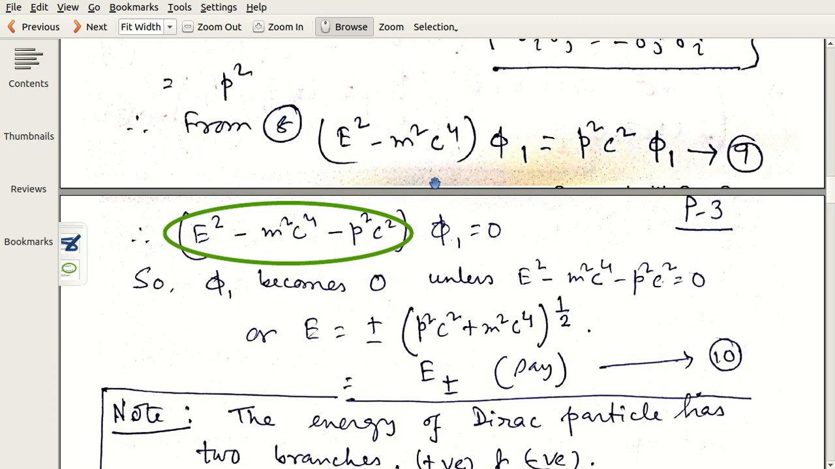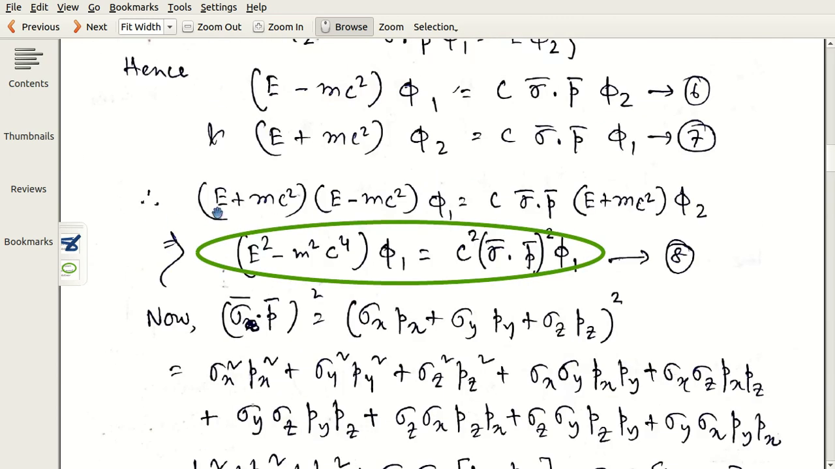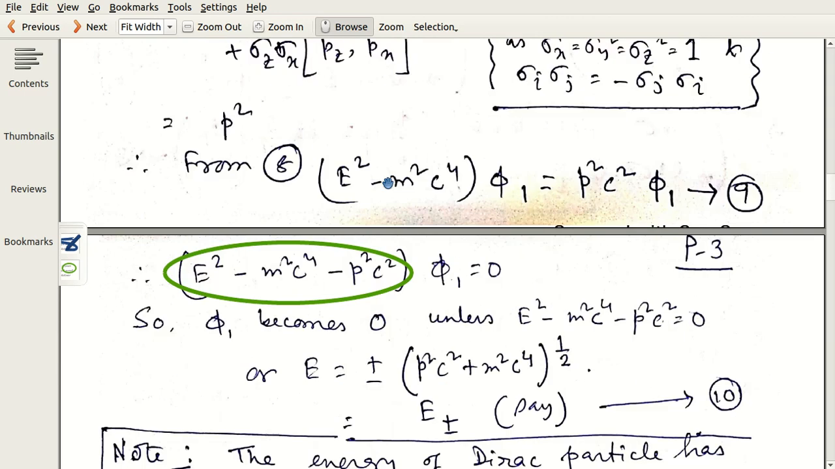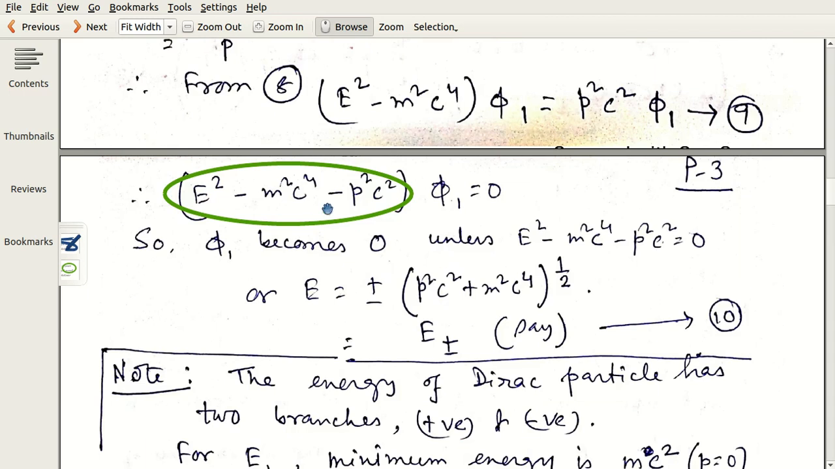And as we have multiplied by E plus mc square, the equation 6 was multiplied by E plus mc square. You could have done it the other way around. You could have multiplied equation 7 by E minus mc square. No change would be there. You check it. This is my advice, that you check it by multiplying the other equation by E minus mc square and arrive at the same point. And in that case, you will find that phi 2 will become 0.